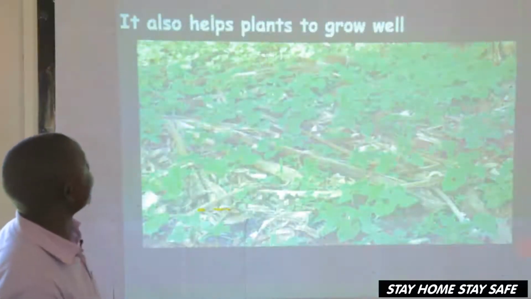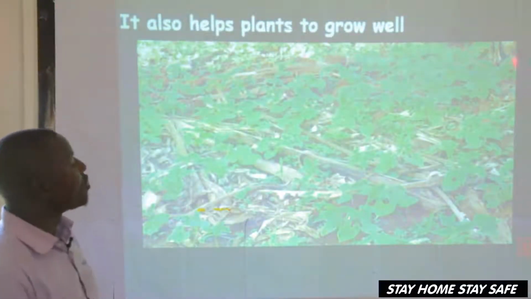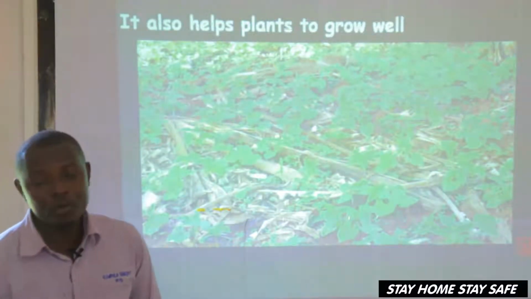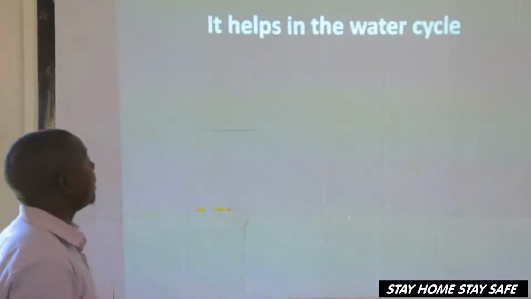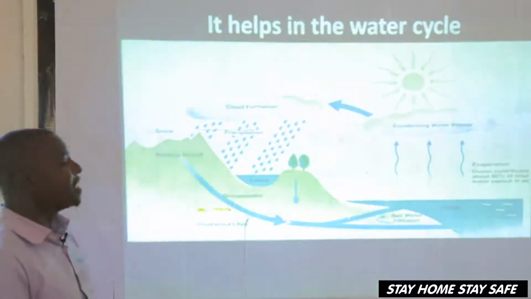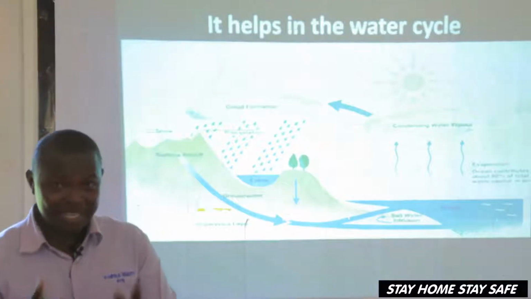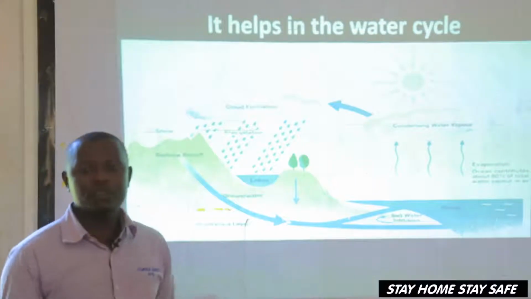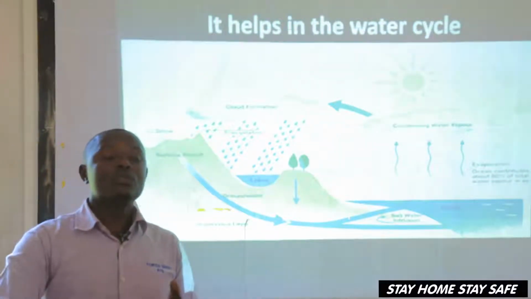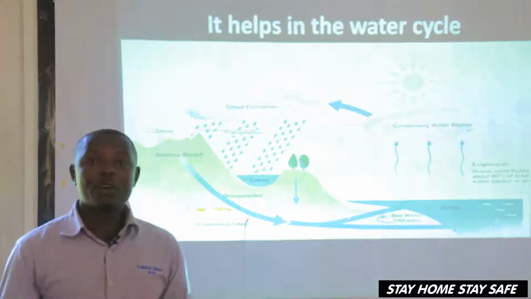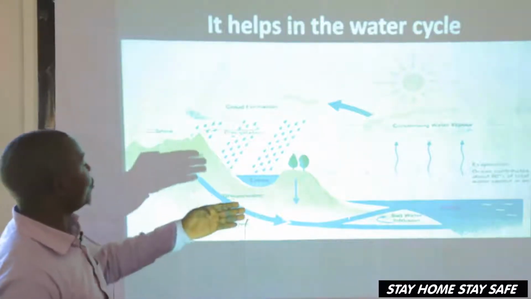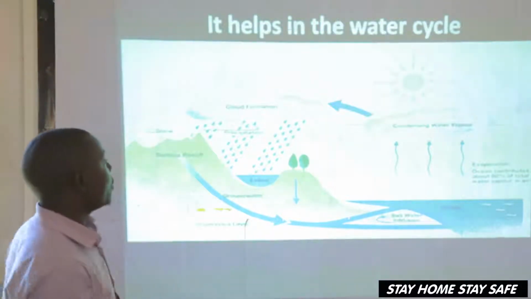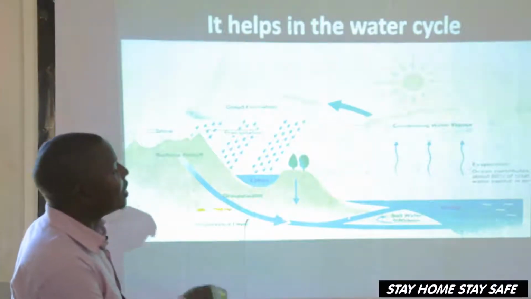Then another one, we say that it helps plants to grow well. You can see these crops here. They are growing well because they have enough water. Then it helps in the rain cycle. My children, I tell you, without having water bodies, you may never receive rainfall. That's why we don't need to drain swamps, drain some small streams and cut down trees. So water helps in rain formation.